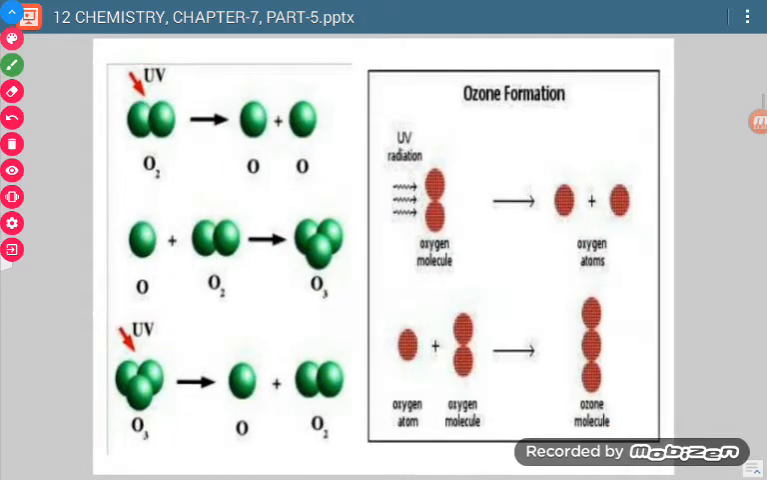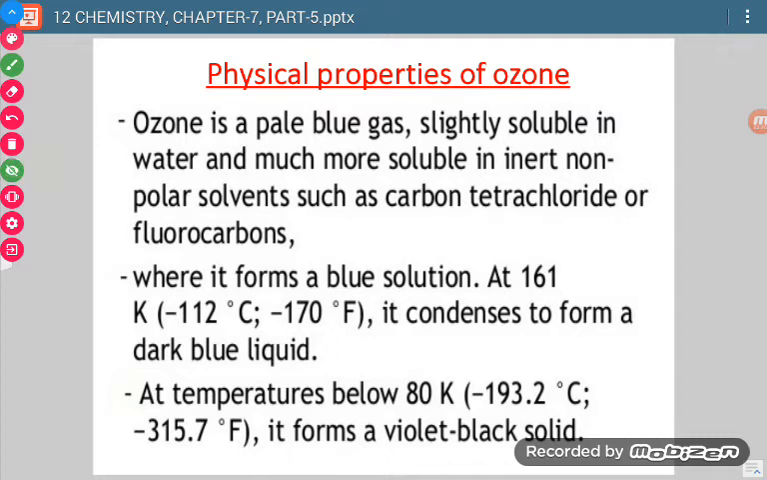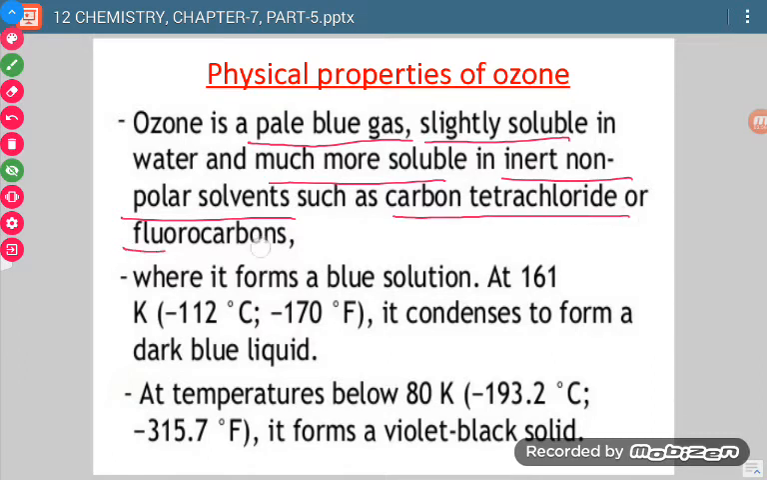Now what are the physical properties of ozone? When ozone is prepared, it is a pale blue gas. It has slight solubility, meaning it is less soluble in water, but more soluble in inert non-polar solvents such as carbon tetrachloride or fluorocarbons. In those it is soluble very properly.